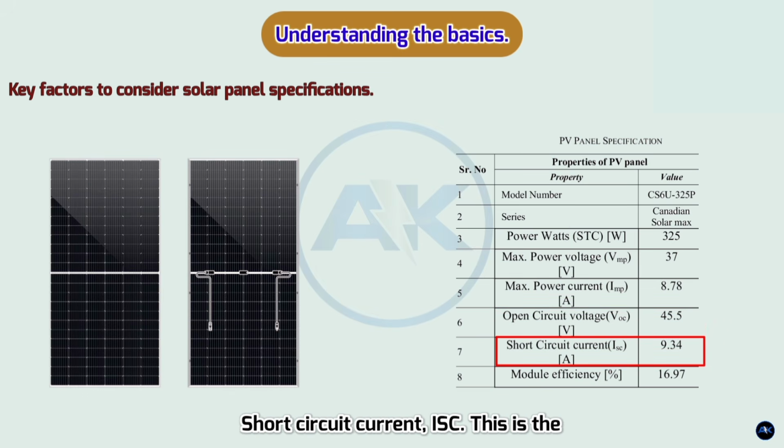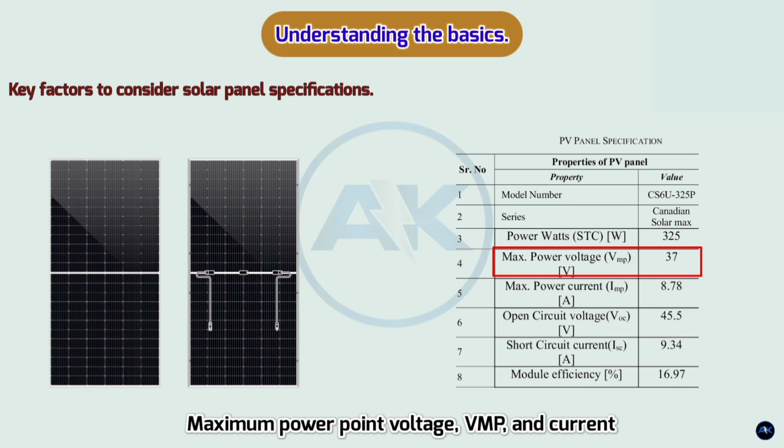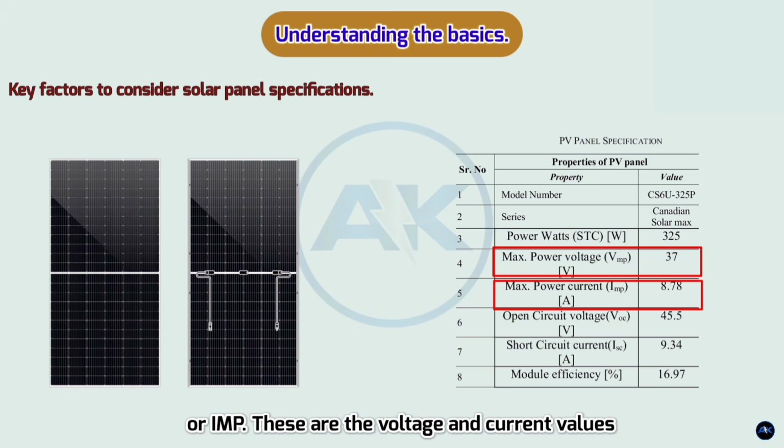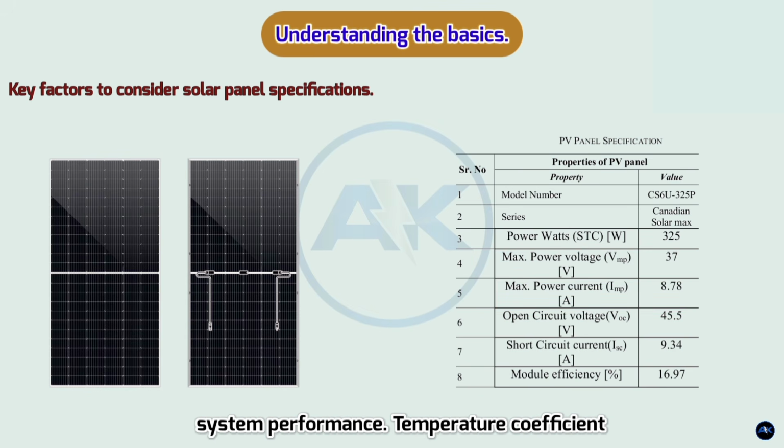Short circuit current, ISC. This is the maximum current a solar panel can produce when its terminals are short-circuited. It's another factor that influences the overall power output. Maximum power point voltage, VMP, and current, IMP. These are the voltage and current values at the point of maximum power output. They are crucial for optimizing system performance.